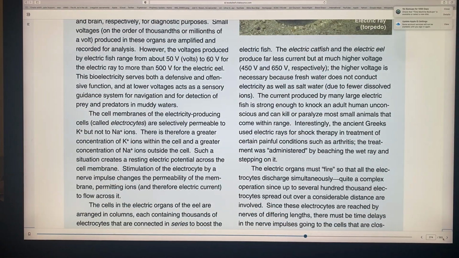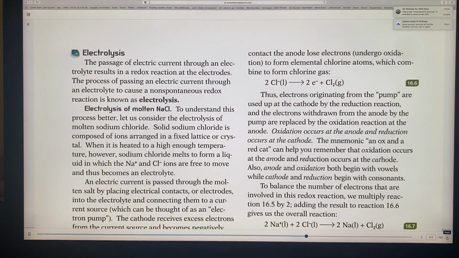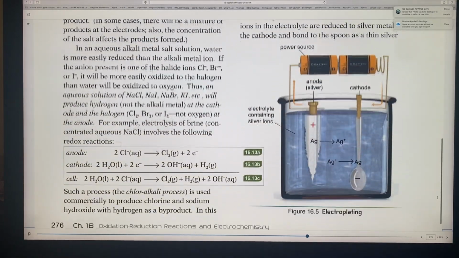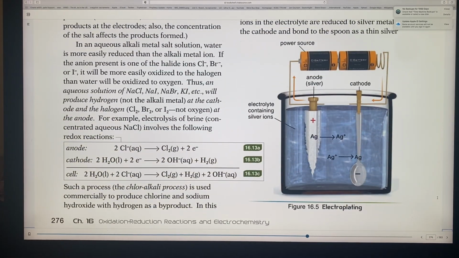So before I get to the fish, I want to go back to the questions. We went through electrolysis, electroplating here, which was very significant. We have two electrodes here. One line, the positive electrode, which is the anode. The anode is drawing in the negative, so it should be positive.